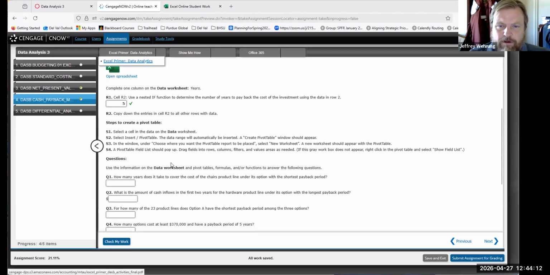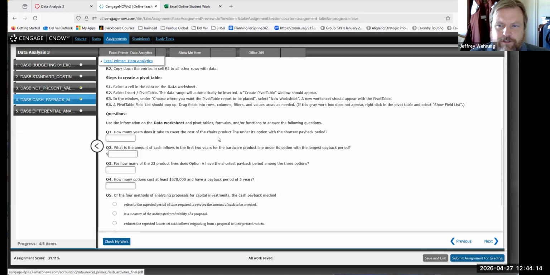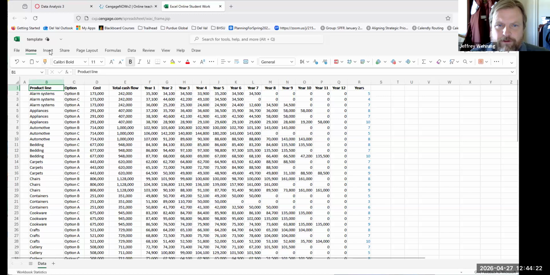Okay, create a pivot table. How many years does it take to cover the cost of the chair's product line under its option with the shortest payback period? Okay, so we're just doing, let's create a pivot table. Let's insert pivot table.